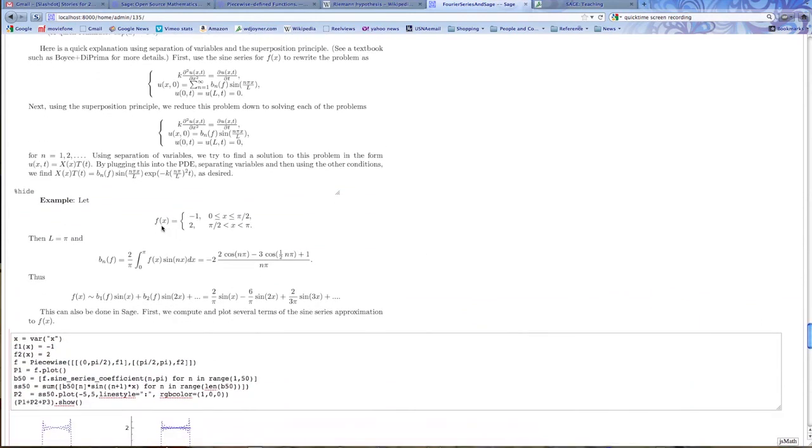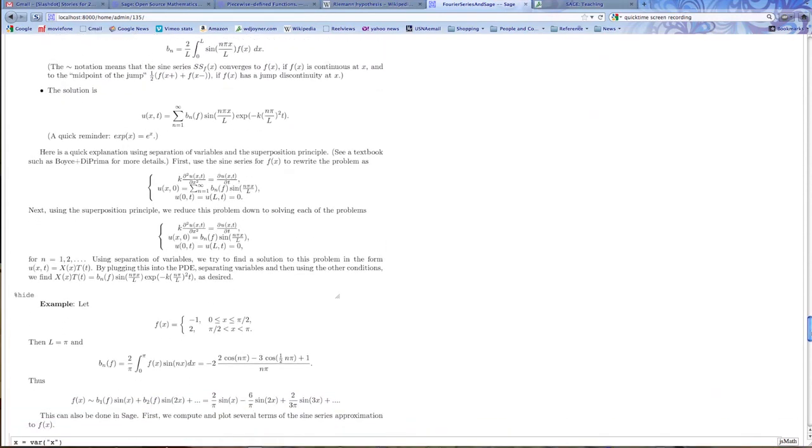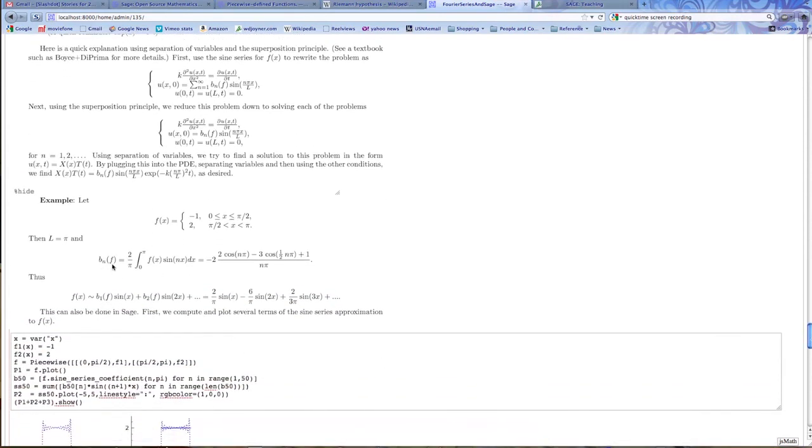Let's do an example. Here's our initial temperature. Our wire is length pi. Temperature is -1 from 0 to pi over 2, and then 2 from pi over 2 to pi. L here is pi, as I said, that's the length of the wire. The formula that we had up there for B_n tells us that B_n is this expression here. This only depends on n.